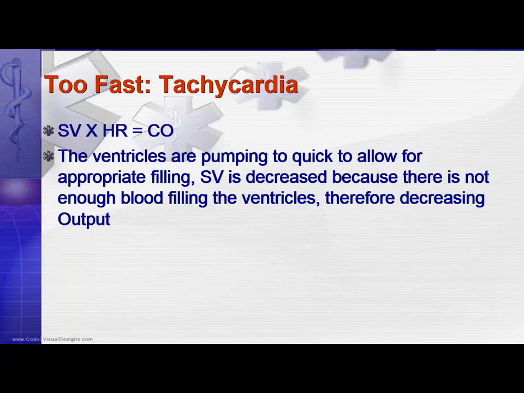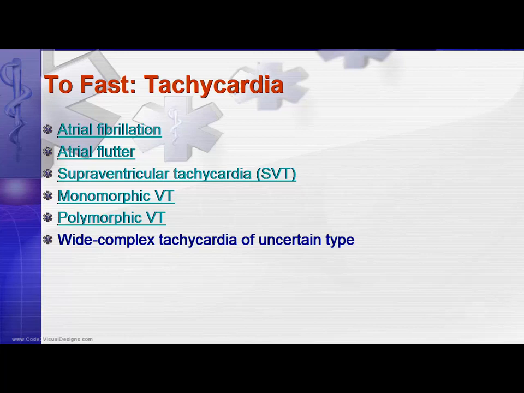Okay. The ventricles are pumping too quick. That is too quick to allow for appropriate filling. Stroke volume is decreased because there's not enough blood filling the ventricles, therefore decreasing output. What falls under your too fast or your tachyarrhythmias? Well, obviously we know our narrow complex, regular, SVT, reentry pathway. We also have our atrial fibrillation with rapid ventricular response, atrial flutter if it's causing hemodynamic issues, monomorphic VTAC and polymorphic VTAC. Now, what about VTAC? Well, if they've got a pulse, then they fall under this, right?